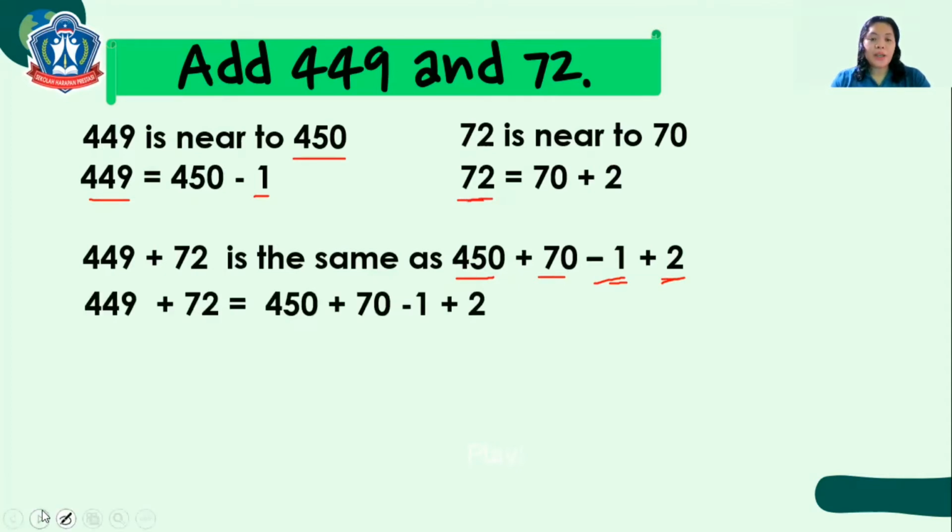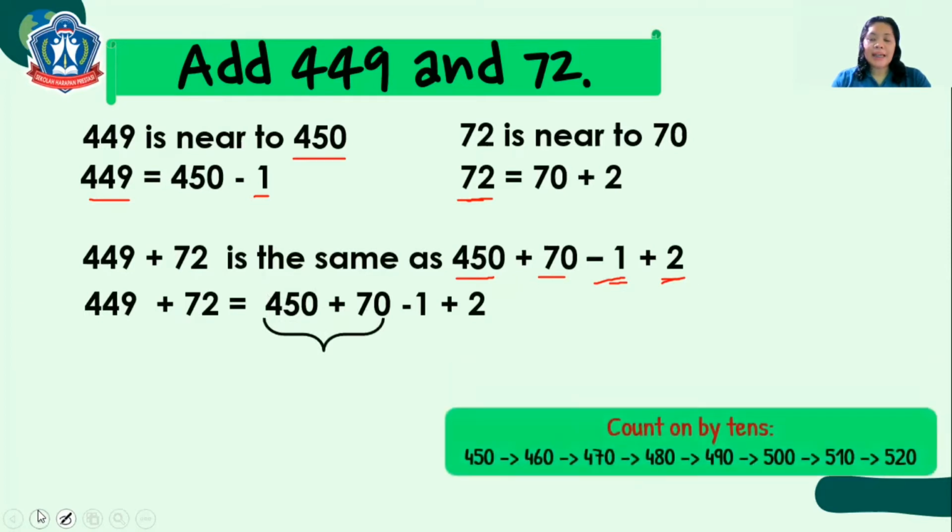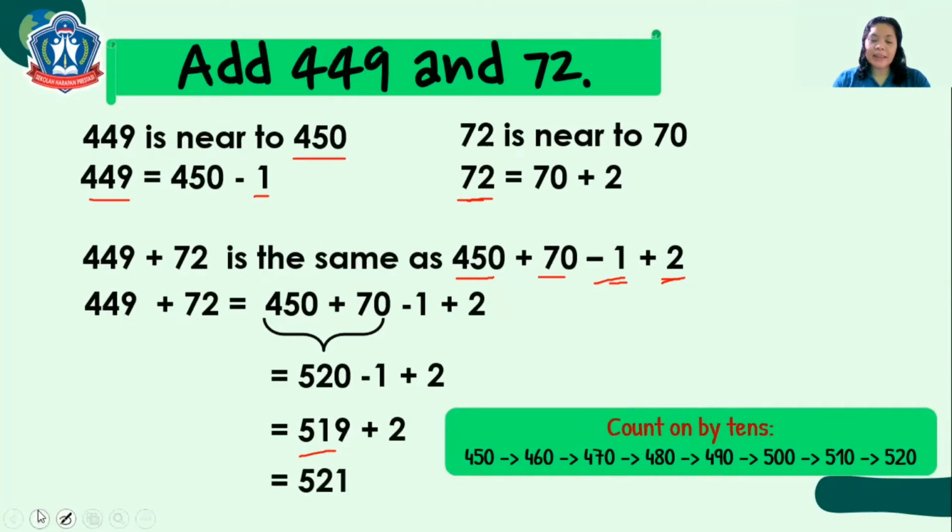Okay, so 450 plus 70 is, yes, that's 520. Then let's subtract 1, and that is 519. Then let's add 2 and that is 521. So children, that's how to add numbers that are near to multiples of 10, 100, and 1000.